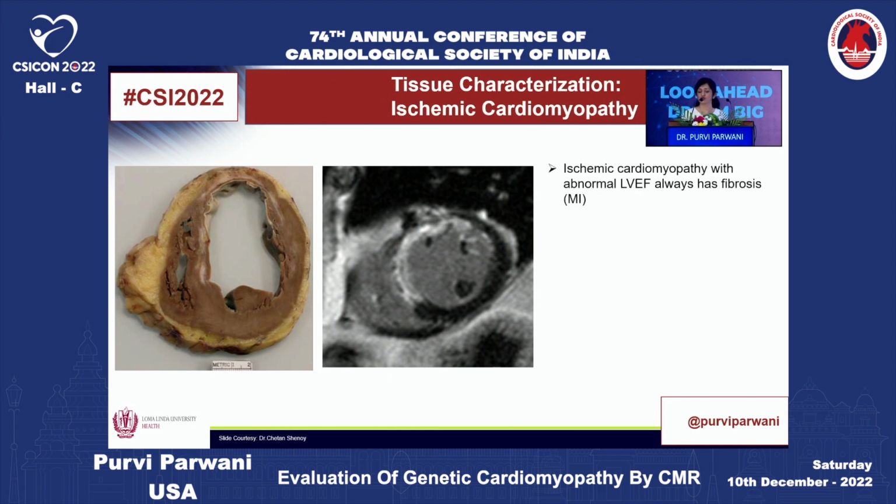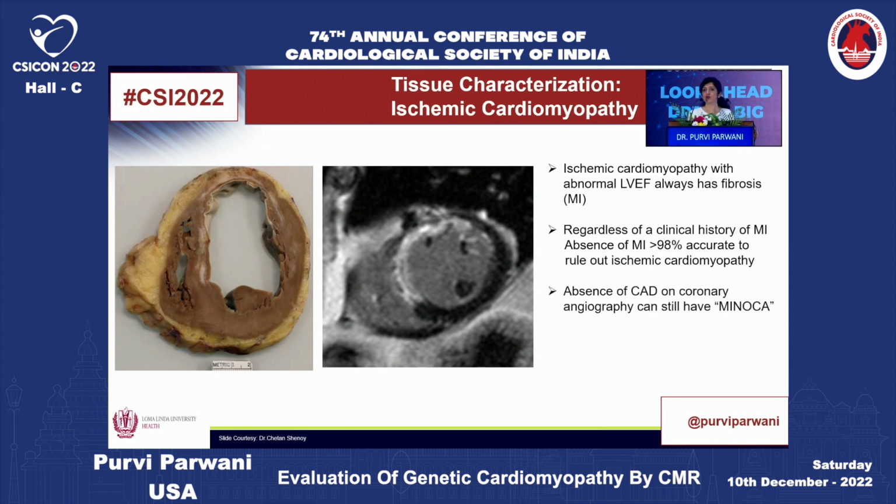There are a few things that we should remember. So ischemic cardiomyopathy with abnormal EF. If you are calling a patient ischemic cardiomyopathy with abnormal LVEF, it's essential that that patient has fibrosis in the form of myocardial infarction. The second thing is, regardless of whatever the clinical history of MI is, absence of fibrosis on the CMR accurately rules out ischemic cardiomyopathy. And why this is important is because, as we were earlier discussing about viability and REVIVED criteria, if you're naming a patient ischemic cardiomyopathy, then you may feel compelled to open up or revascularize that patient, and that may not be true if there is coexisting non-ischemic cardiomyopathy.